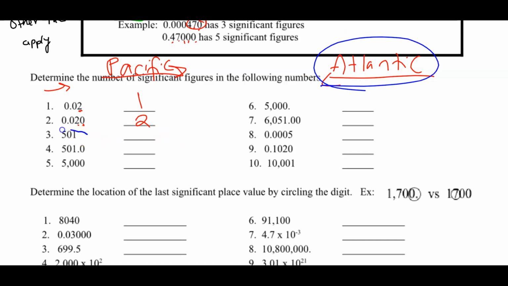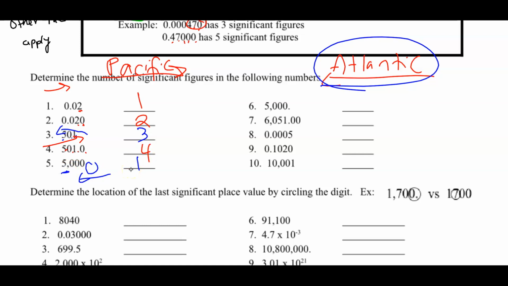Absent, count from the Atlantic. 1, 2, 3 sig figs. Present, count from the Pacific. 1, 2, 3, 4 sig figs. Absent, count from the Atlantic. So these are all placeholders. There's only 1 sig fig in that number.